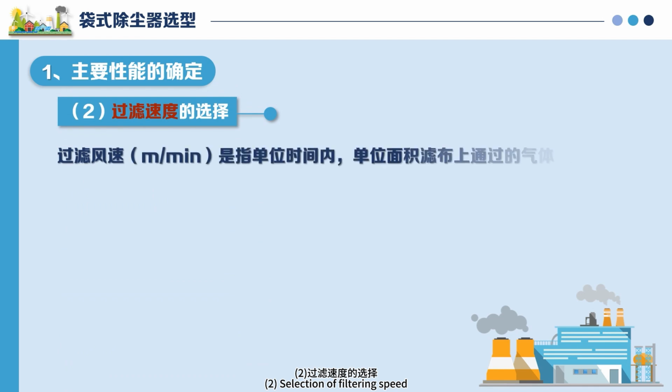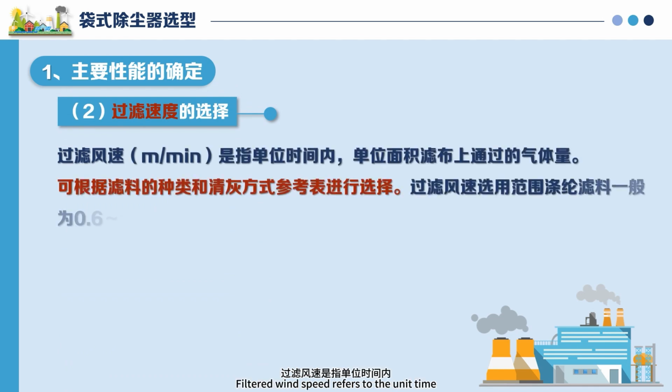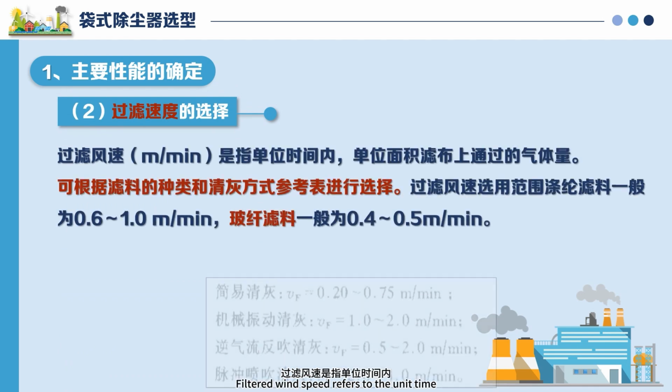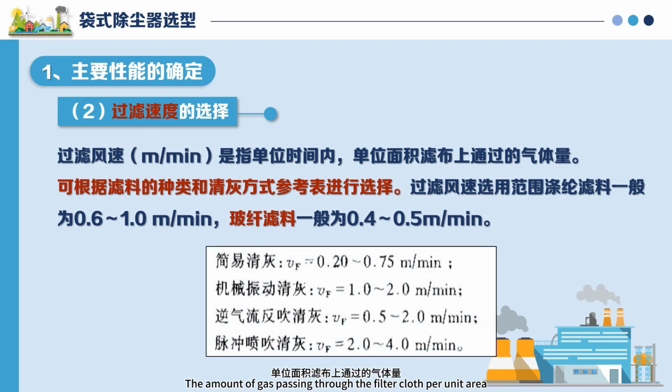2. Selection of filtering speed. Filtered wind speed refers to the amount of gas passing through the filter cloth per unit area per unit time. A selection can be made with reference to the type of filter material and ash cleaning method. Filter speed selection range: polyester filter material, typically 0.6 to 1.0 meters per minute. Glass fiber filter material is generally 0.4 to 0.5 meters per minute.